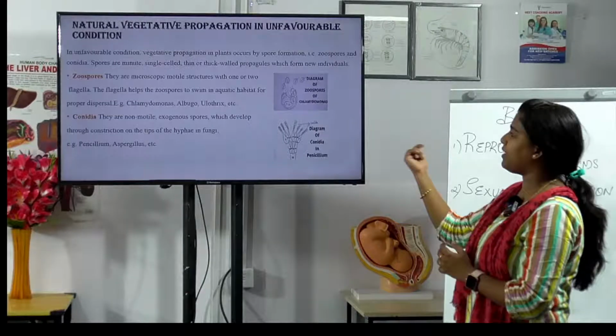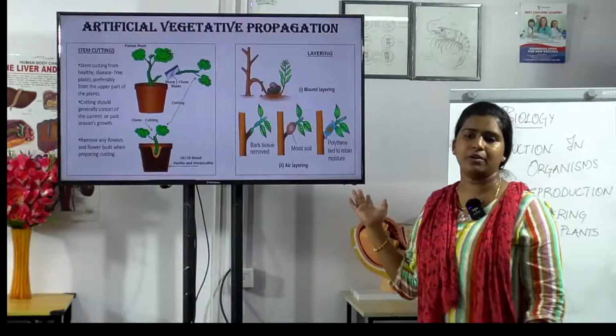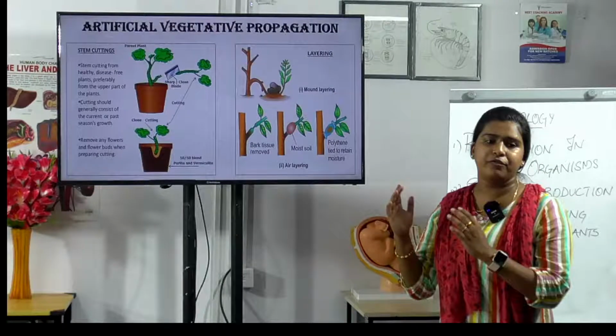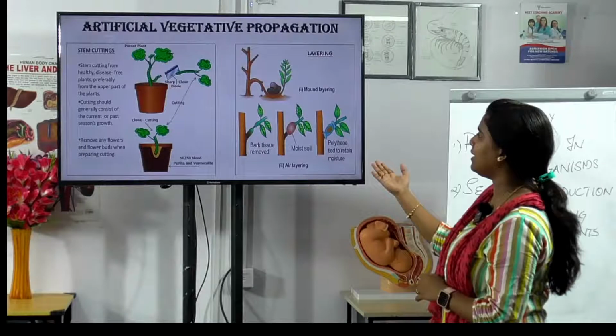And the next method is artificial vegetative propagation method, and the first one is stem cutting. We all practice this stem cutting in our house. What we do is cut the stem from a healthy disease-free plant, and then after cutting the stem, we plant it in the soil, and remove any flowers and buds when preparing the cutting.